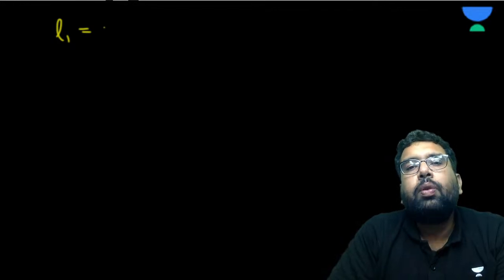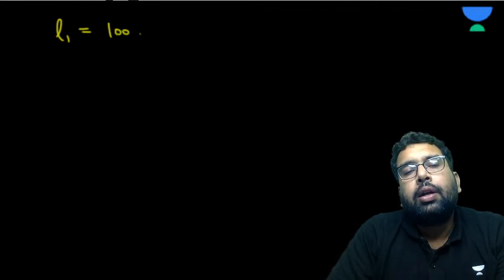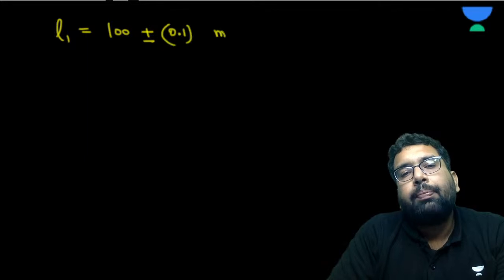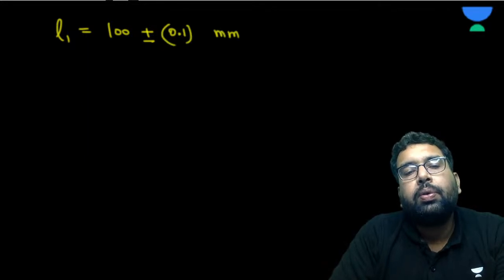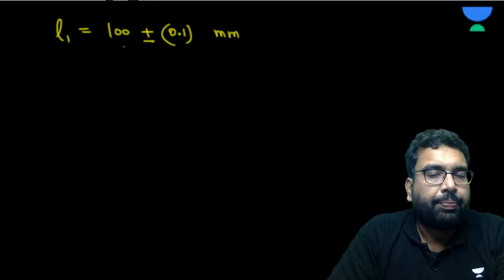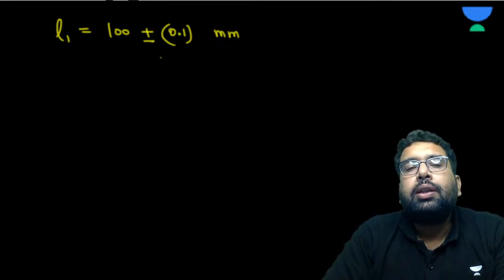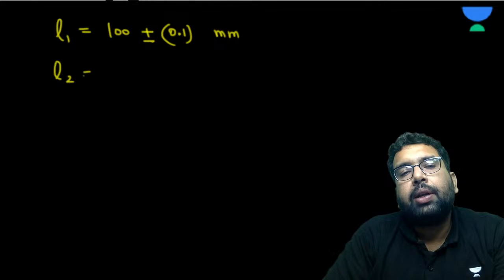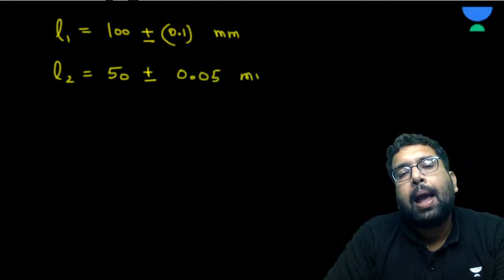So what is the right way of presenting one dimension? It can be 100 plus minus 0.1 mm. What is the meaning of this 0.1? This 0.1 is basically the error in the measurement of this 100 mm. This is what we call the absolute error. So this is the right way of representing something. Let's suppose this is 50 plus minus 0.05 mm. Are you getting my point, beta?